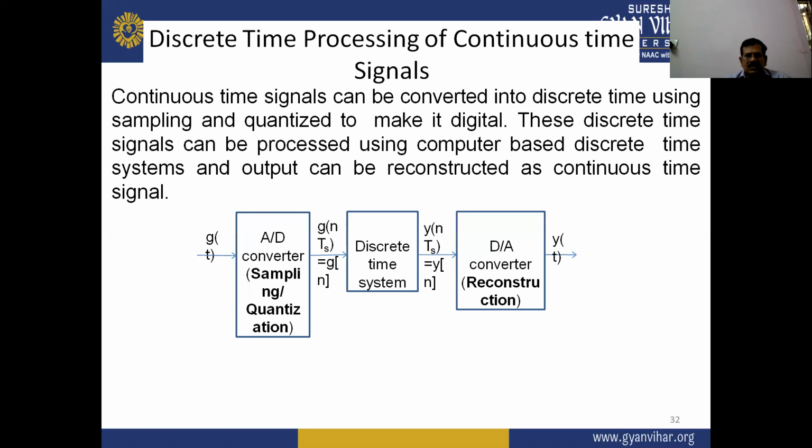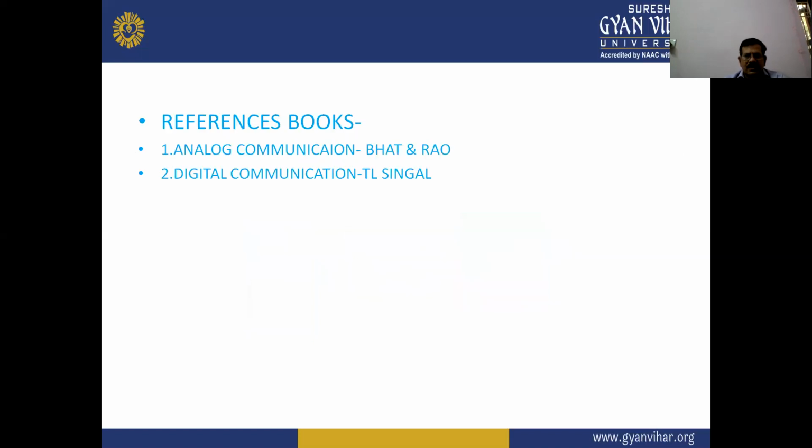So these are some digital modulation and demodulation techniques. And these are the reference books. The first one is Analog Communication by Hart and Raab. The second book is Digital Communication by T.L. Singal. So these two books cover all these topics.